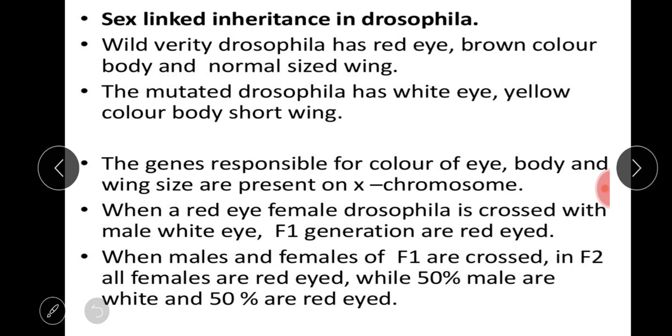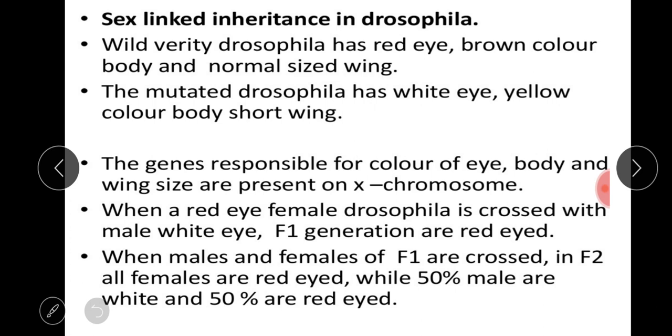Now let us study about sex-linked inheritance in Drosophila. Wild type Drosophila has red eye, brown color body, and normal sized wing. The mutated Drosophila has white eye, yellow color body, short wing. The genes responsible for color of eye, body, and wing size are present on X chromosome.